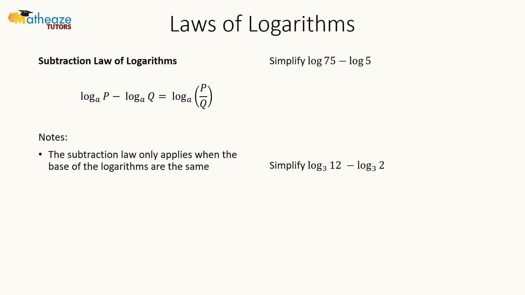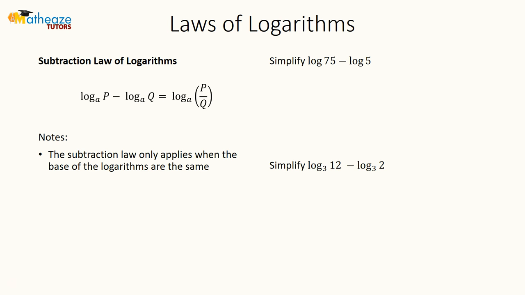Now let's look at the subtraction law. The only difference here is when we subtract, we divide p and q. So log to base a of p minus log to base a of q is the same as log to base a of p divided by q.